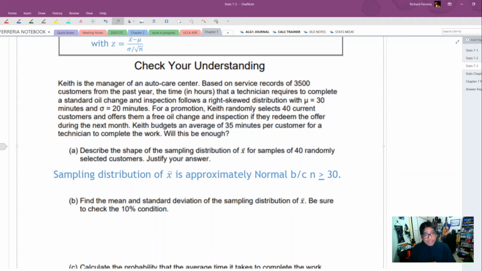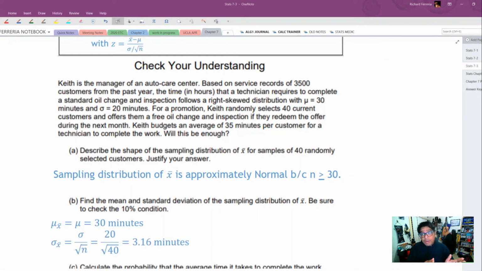Next, find the mean and the standard deviation of the sampling distribution for X bar. Make sure that you check the 10% condition. Okay, so the mean is pretty easy. That's going to be the mean of the population. The mean of the sampling distribution for X bar is equal to the mean of the population, which is 30 minutes. The standard deviation of the sampling distribution is sigma divided by the square root of the sample size, which is 20 over square root 40, which is about 3.16 minutes.